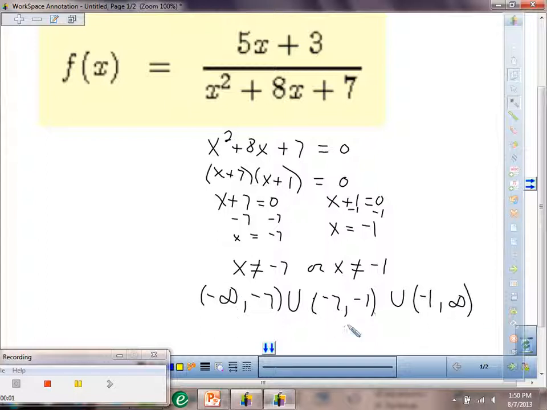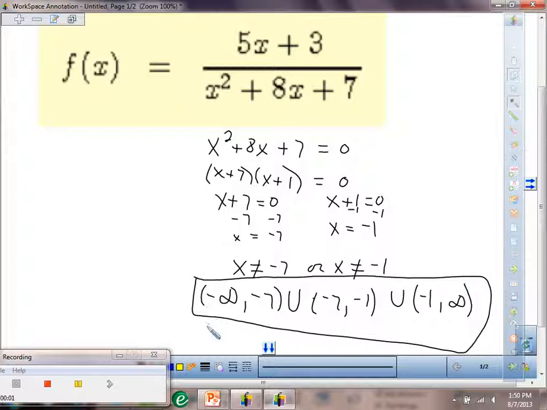And so this notation tells us the domain of all this. The other way would tell us where it's not, this is where it is. So it's from negative infinity to negative 7, then from negative 7 to negative 1, and then negative 1 to infinity. So the only things it does not include are negative 7 and negative 1. So that would be the domain of this problem.